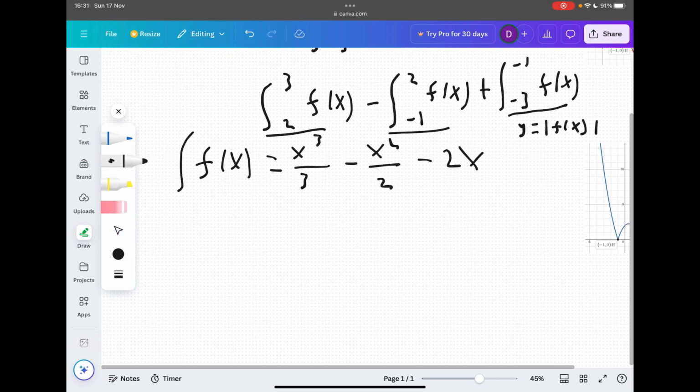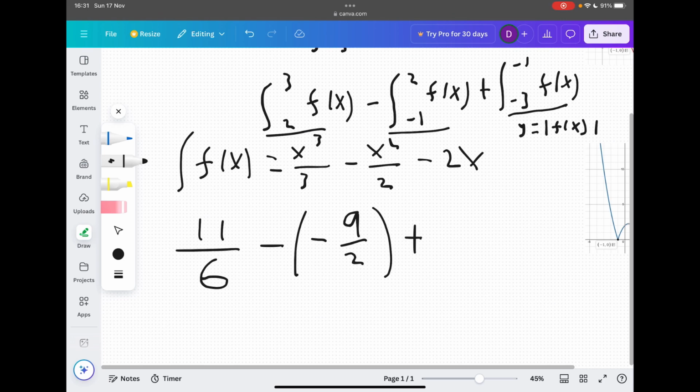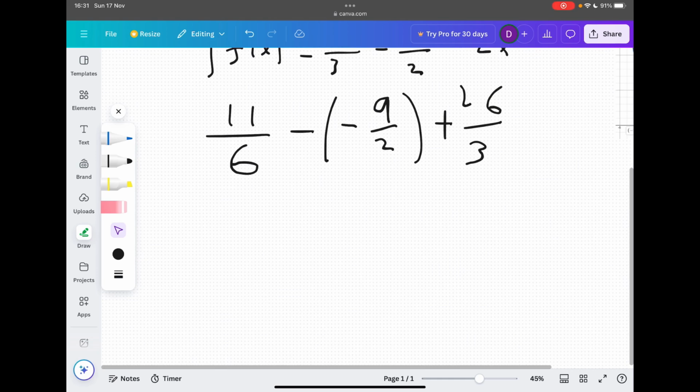So the integral from 3 to 2 of f of x would give us 11 over 6. And then we subtract the integral from 2 to minus 1, which would give us minus 9 over 2. And because of this double negative here, you can hopefully see why we've used that minus sign there. And then obviously we do plus from minus 1 to minus 3. That would give us 26 over 3. And then just punch all of that into the calculator. And then you should get an answer of 15.